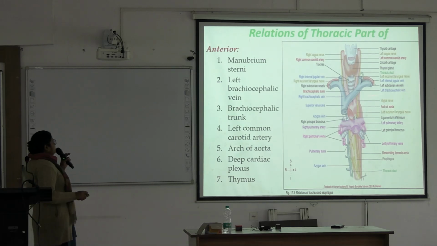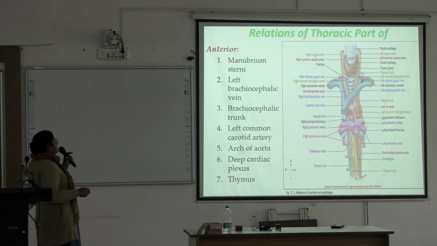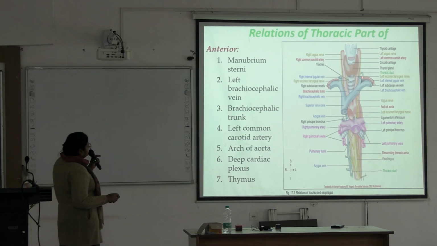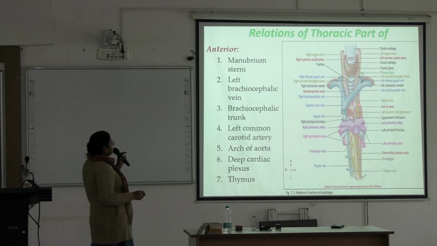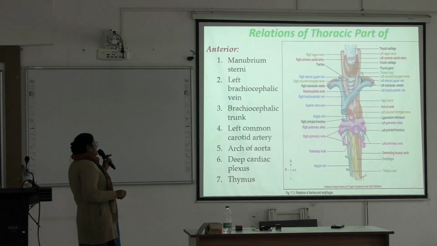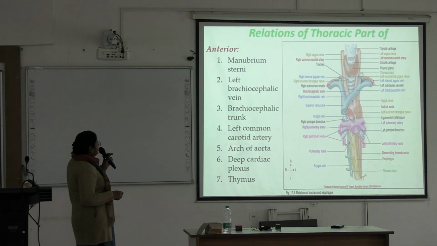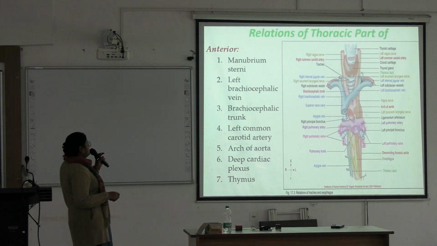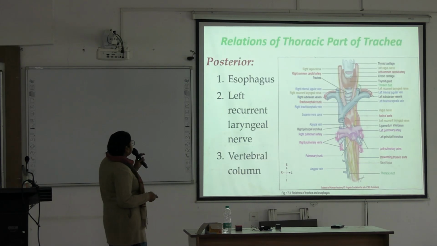Then the left brachiocephalic vein, this one. Here is the trachea. Left common carotid, this one is left common carotid. Arch of aorta, this is arch of aorta. Deep cardiac plexus: branches from vagus nerve are forming some plexuses here, so that is known as deep cardiac plexus. And thymus gland, it is present in the children only.